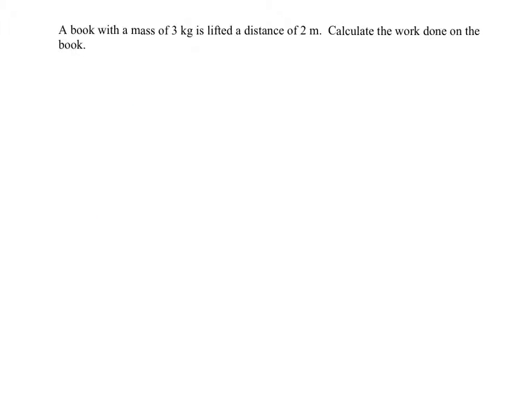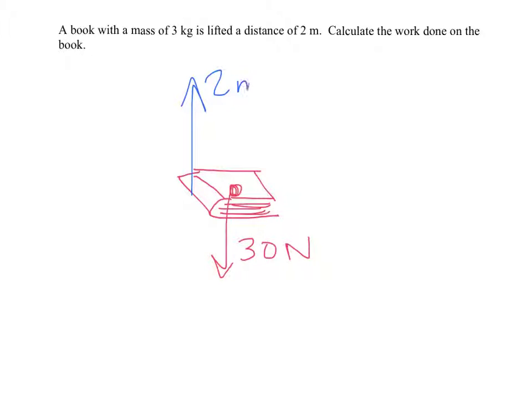Alright, here is another problem. I'm going to draw my book. I don't know why I'm drawing this in 3 dimensions. I never draw anything in 3 dimensions. But it's got a mass of 3 kilograms, which means its force downward is 30 newtons. And we are lifting this a distance of 2 meters. So this book is getting lifted upward 2 meters.